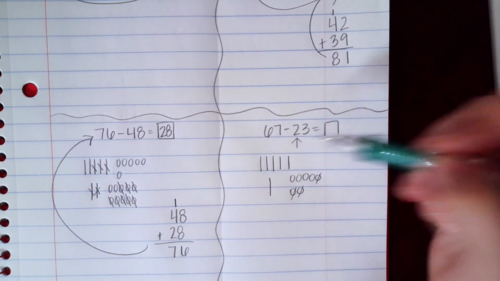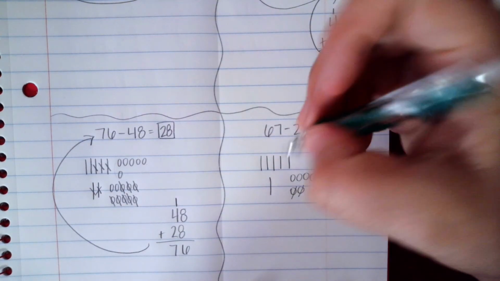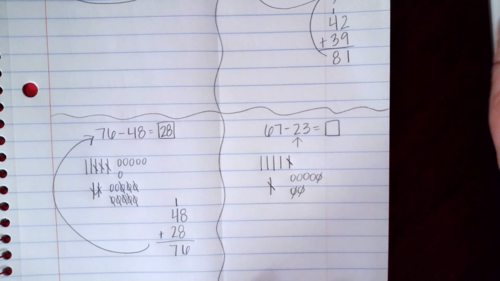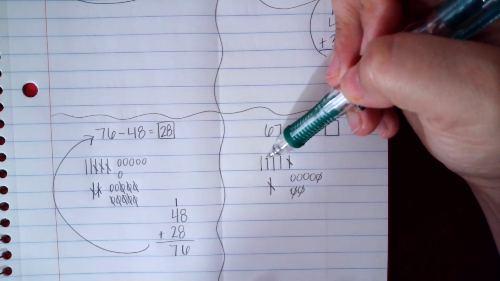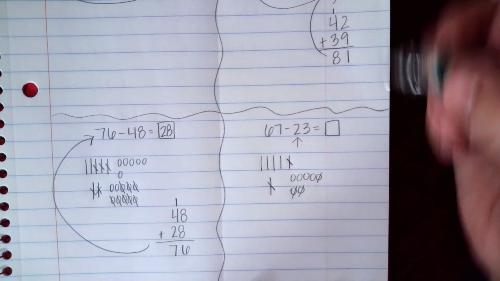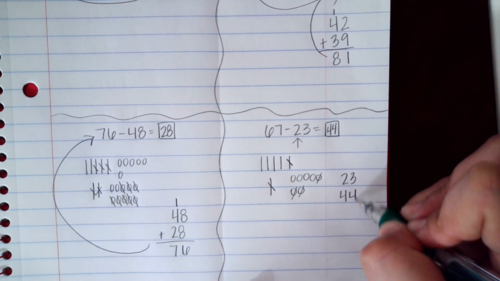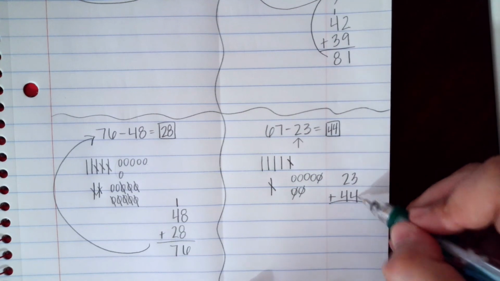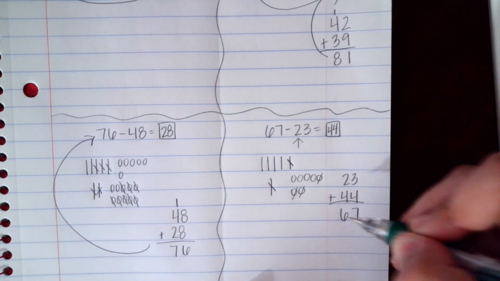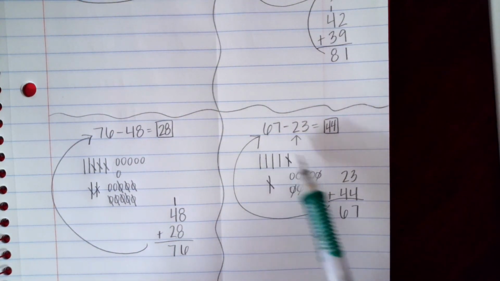Now I need to subtract my 2 ones. So here's 1 10 and 2 10s crossed off. And now I have 10, 20, 30, 40, 41, 42, 43, and 44. If I want to check my answer, I can easily do that by adding. 3 plus 4 equals 7. 2 plus 4 equals 6. And there we go.